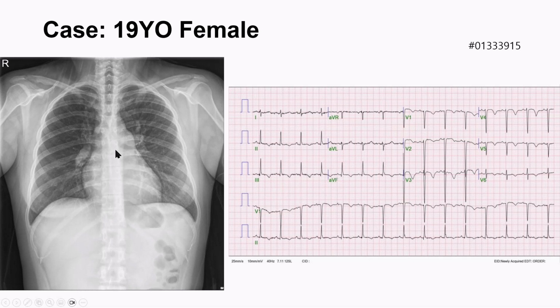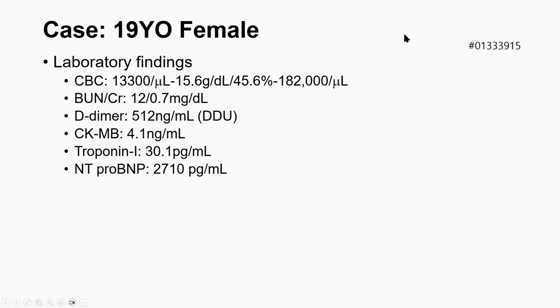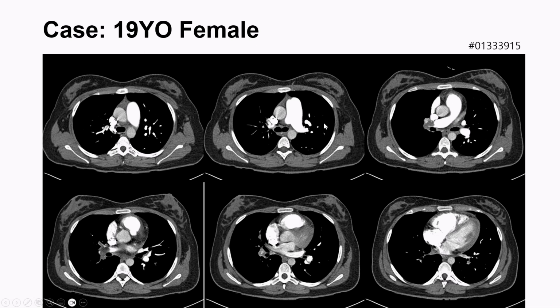Her chest X-ray showed a normal size of heart and just slightly engorged pulmonary arteries. Her ECG showed tachycardia with S1, Q3, T3 pattern and T-wave inversion in the right precordial leads. Her lab showed increased D-dimer and NT-proBNP levels, and the CT showed an enlarged pulmonary artery with thrombus in the pulmonary arteries, and also an enlarged right ventricle.